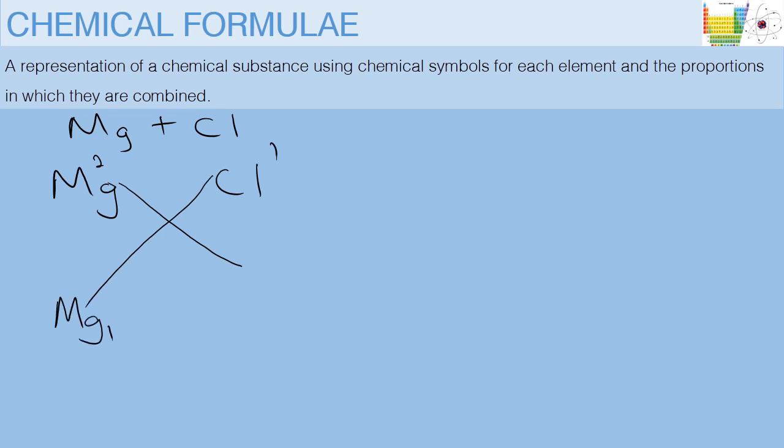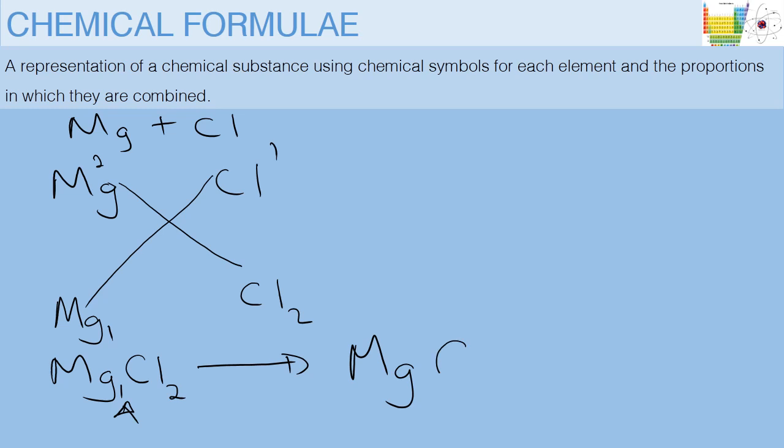Magnesium 1, chlorine 2. Then we write them close together. Magnesium 1, chlorine 2. Now remember, we ignore the 1 and end up with magnesium chloride. Like that. Very easy.